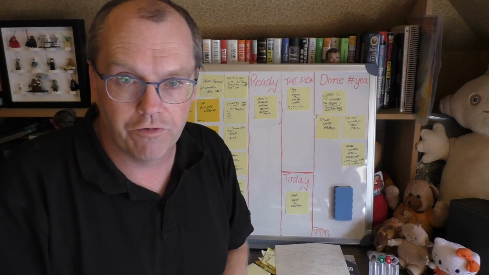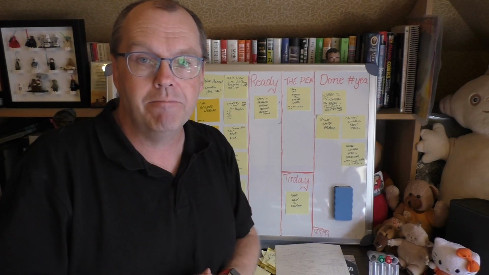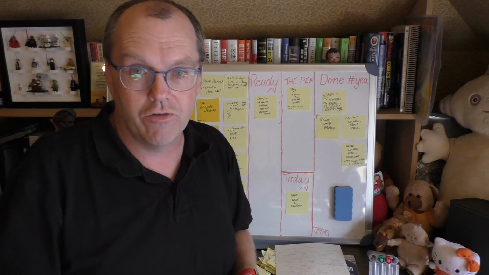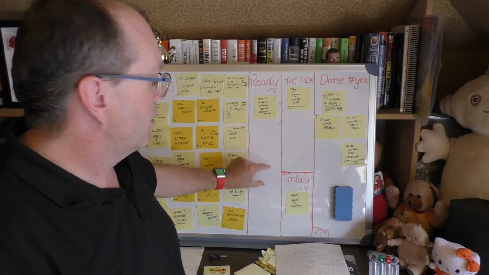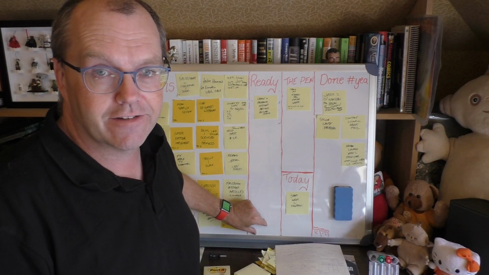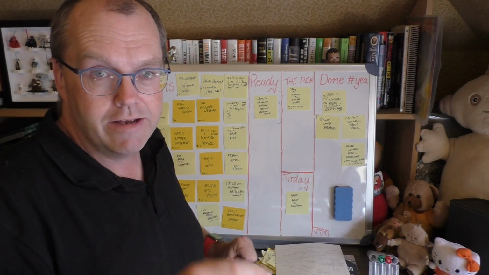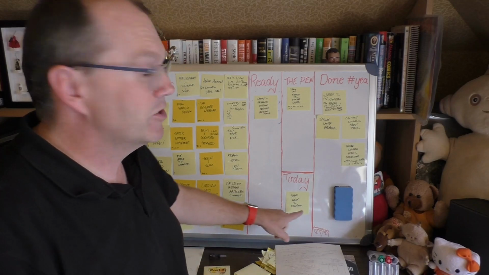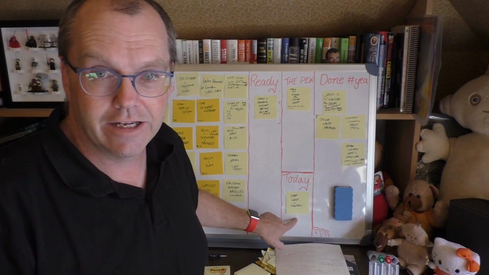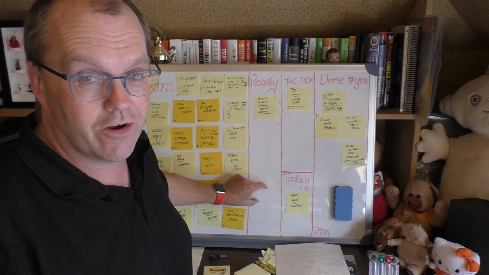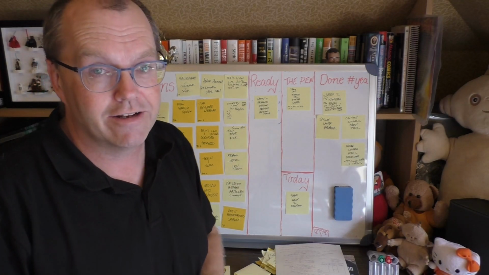One final rule for right now. Okay? For this first board, I want you to restrict yourself to no more than 6 tickets, 6 post-it notes. Okay? Why? We're going to talk about that in the next video today. But when we're doing our ready column, 6 tickets, 6 post-it notes only. And I'll explain why in the next video.